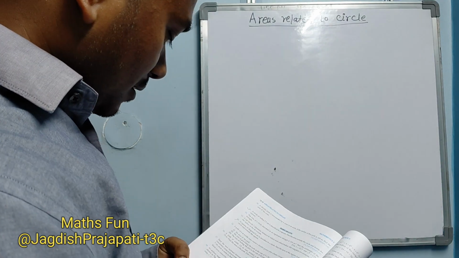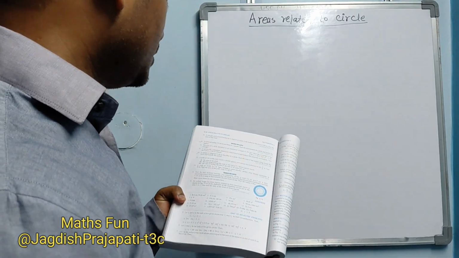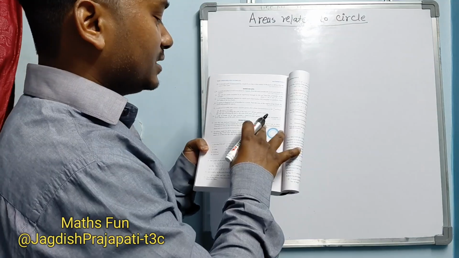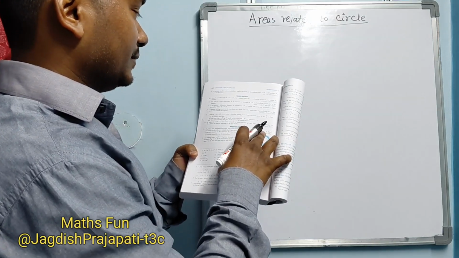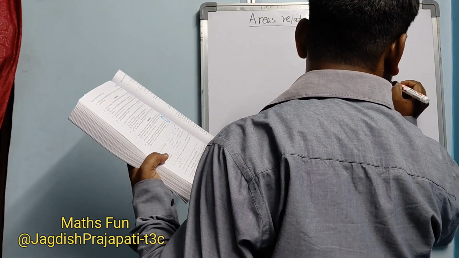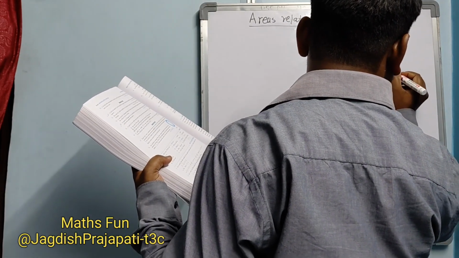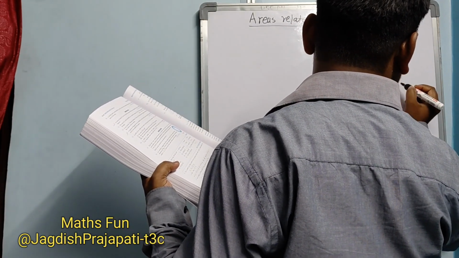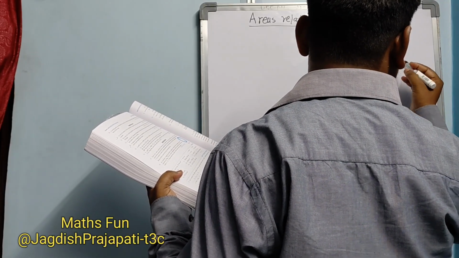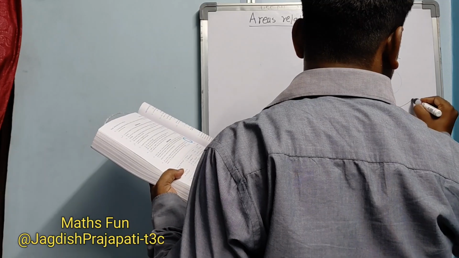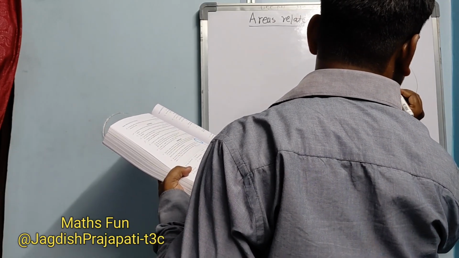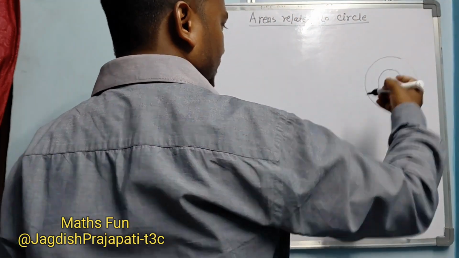Now find the area enclosed between two concentric circles of radii 3.5 centimeter and 7 centimeter. There are two concentric circles. I discussed in the previous class what concentric circles are. Concentric circles means circles with the same center. So the center of the circles will be the same.